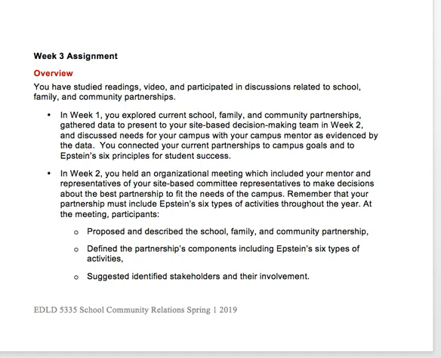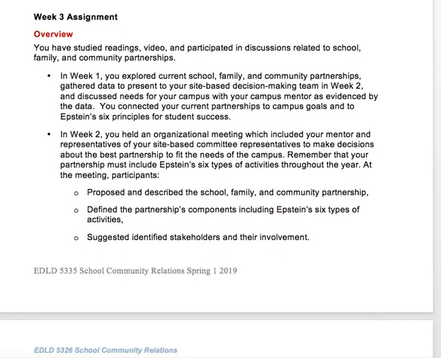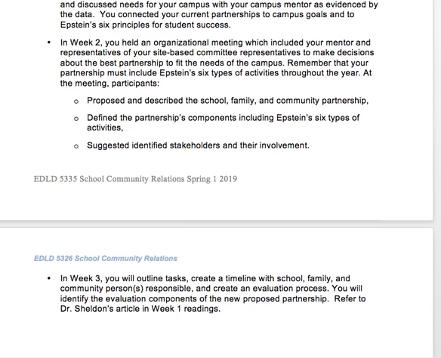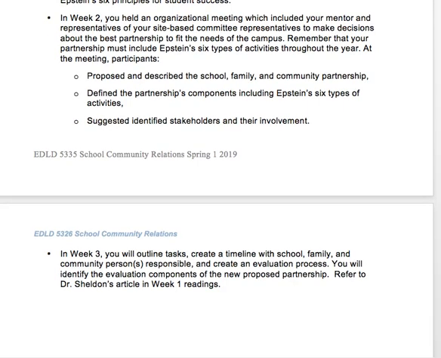In week two, you met with your mentor and representatives of your site-based committee to make decisions about which is the best partnership that's going to meet the needs of your campus. And remember that your partnership has to include those 6 types of activities that Epstein talks about. And at the meeting, you proposed and described a school, family, and community partnership. You defined the partnership's components, and you identified stakeholders with their involvement.